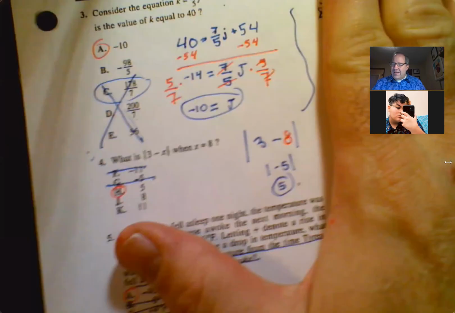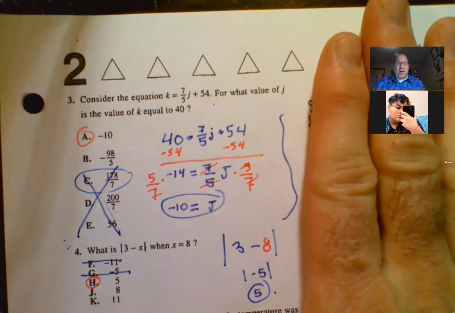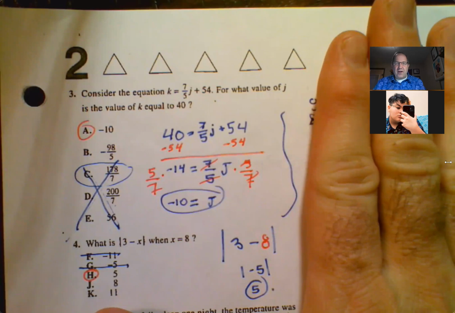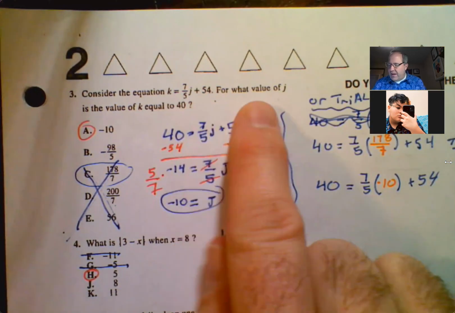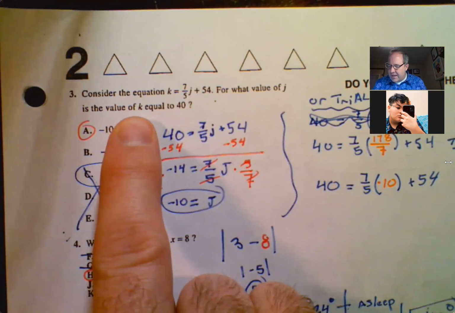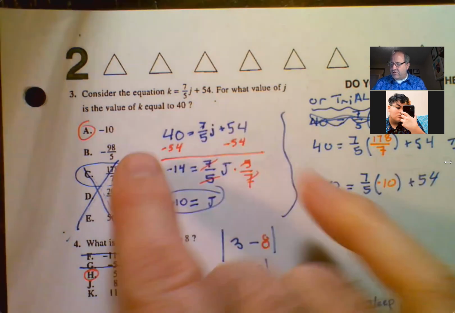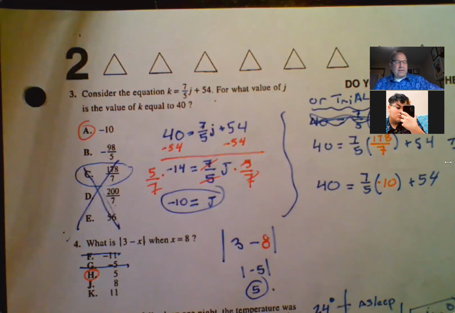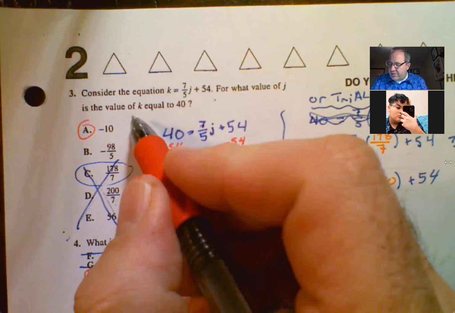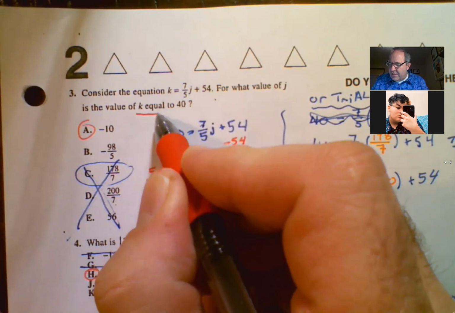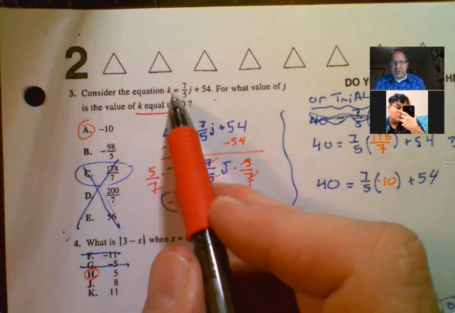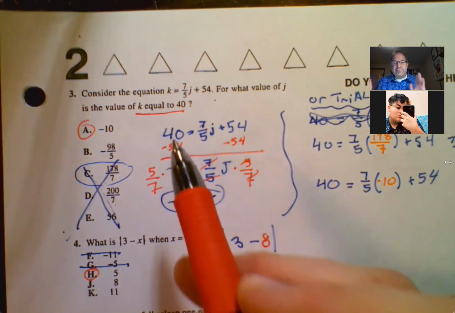Okay, question number 3, a couple ways to do it. And the wording on this was really pretty awful for number 3, I thought. Consider this equation. For what value of j is the value of k equal to 40? Like stringing those two variables together, kind of rough. But just look here, k equal to 40. So I just changed the letter k to be a 40.